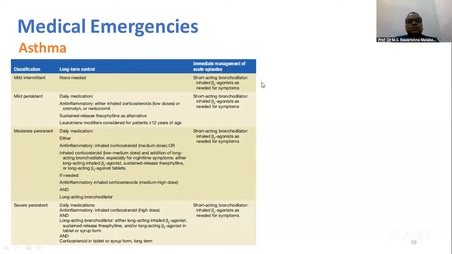So this is asthma, mild intermittent type. Long term control is not required, which is less than 2 times in a month, right? What you can give is short acting bronchodilators. For mild persistent, again short acting bronchodilators will be of a lot of help. For moderate persistent ones, you can give short acting beta 2 agonists as needed to control symptoms. And for severe persistent, again beta 2 agonists, short acting ones. So these are the different combinations of pharmacological management that you should know.